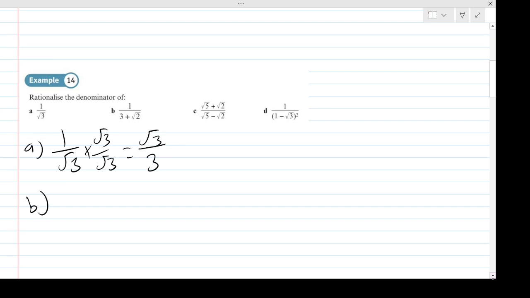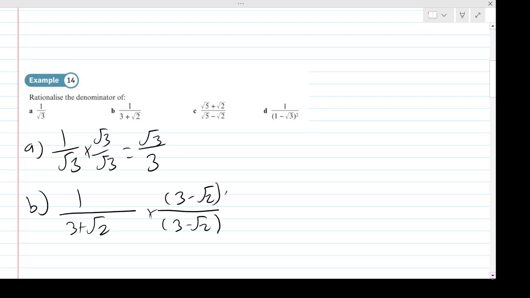Part B, we have 1 over 3 add root 2. Well, in this instance, we times by the conjugate, meaning we times by the opposite sign. So 3 minus root 2. Then we times top and bottom by that. So 3 minus root 2 on the top. Then 3 plus root 2, 3 minus root 2 on the bottom, and we recognise we've got a difference of two squares.